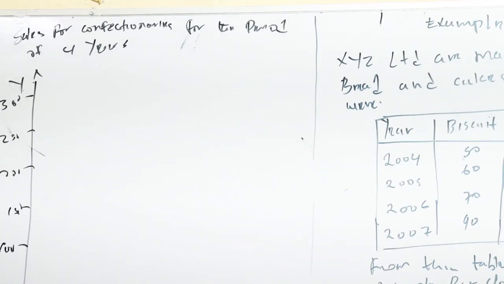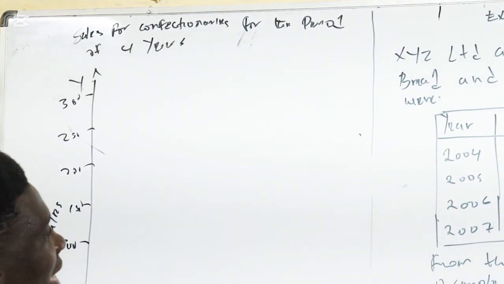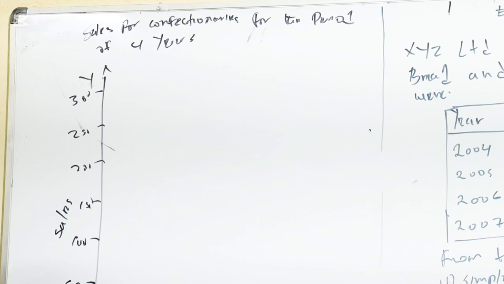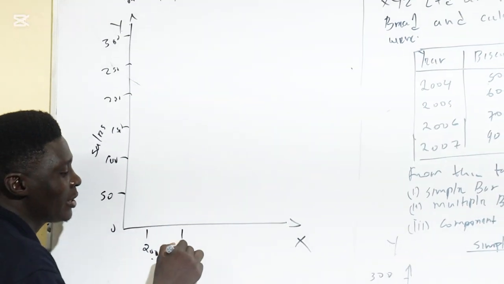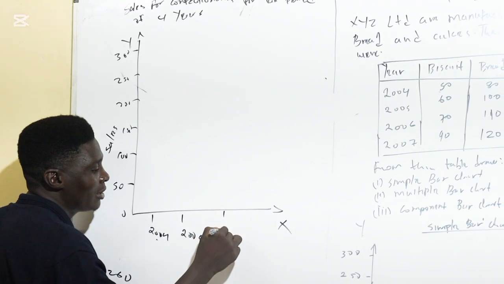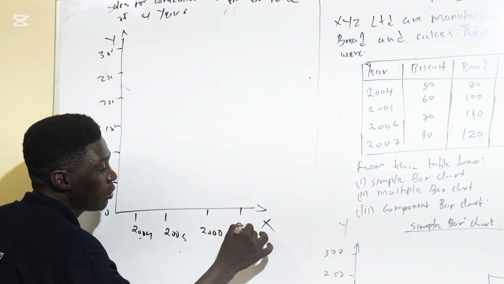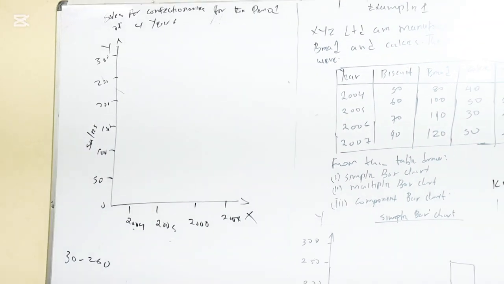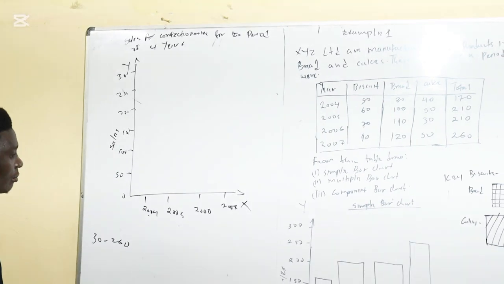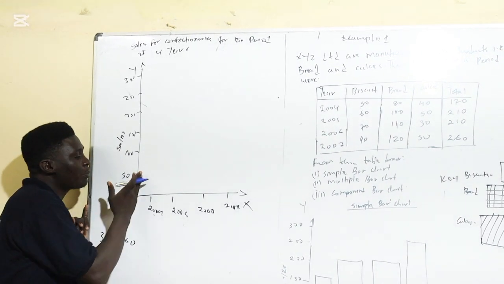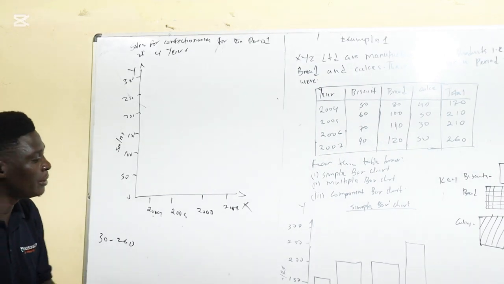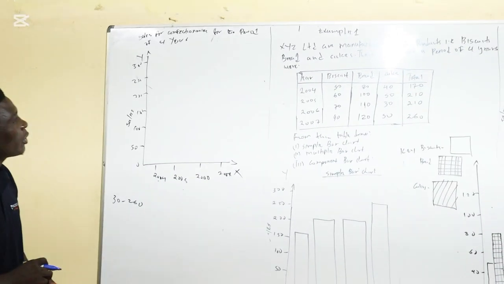Then the x-axis will be years. Now we'll deal with it the same way. So let's say the first year is 2004, and the second year is 2005, followed by 2006, then 2007. Now one thing while constructing a bar chart, the bar must not begin at the origin point. It must give a space in between. You must have a space in between the bars.